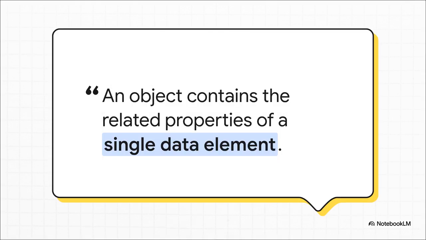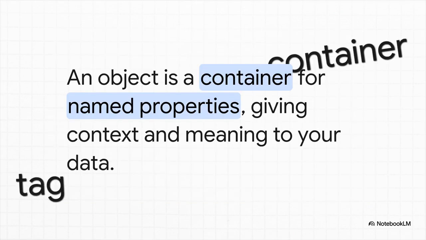And here's where we hit a really key difference. See, an array is a list of many things, but an object is all about describing one single thing in a whole lot of detail. It's a container for all the related bits and pieces of information about that one element. Just look at the difference.